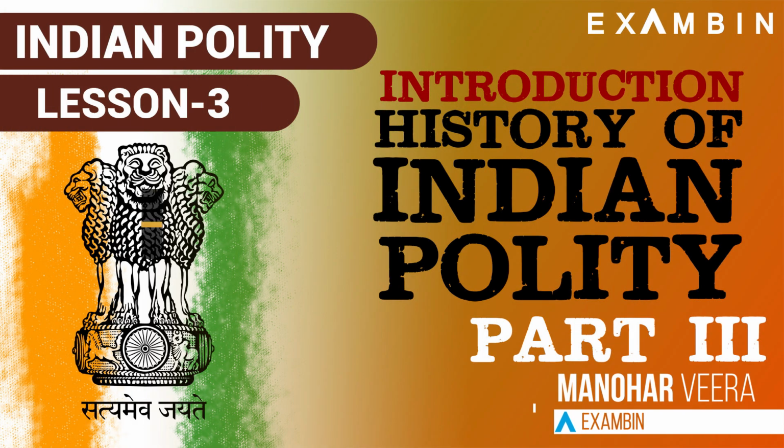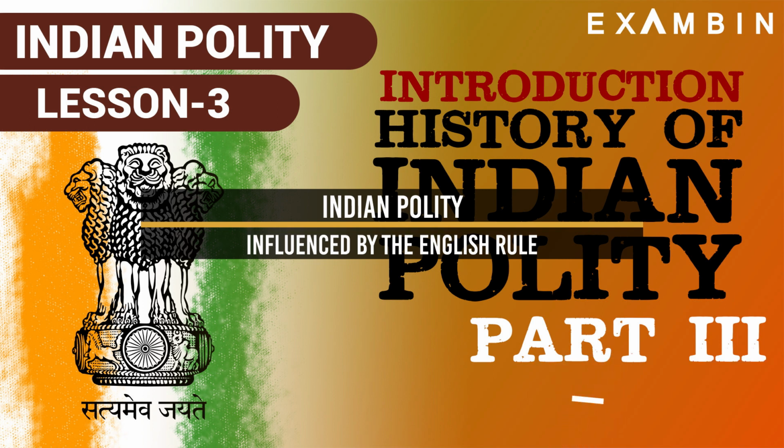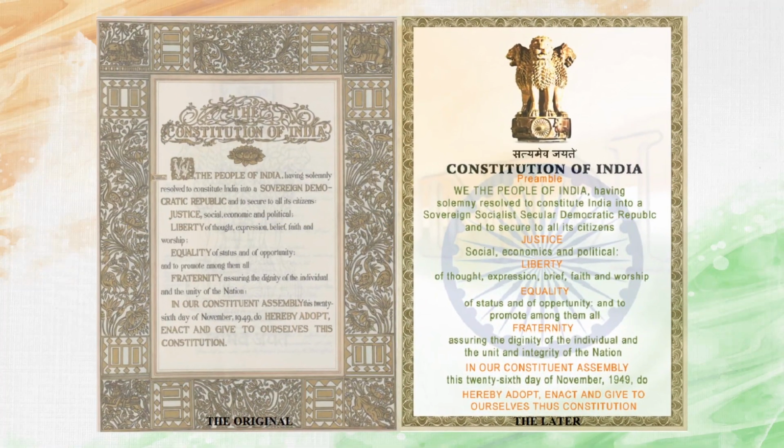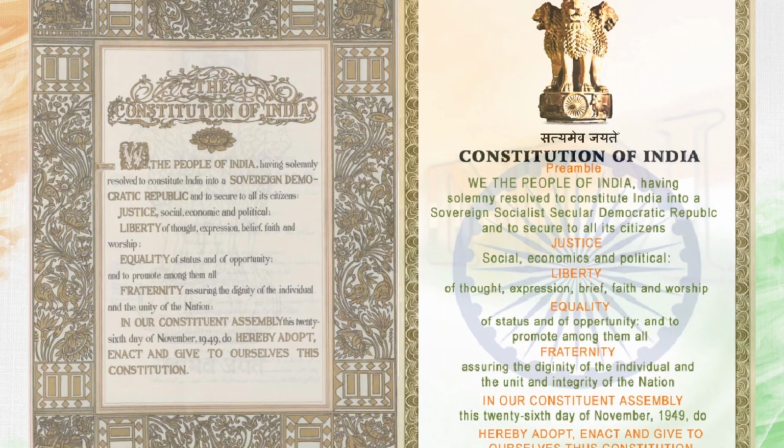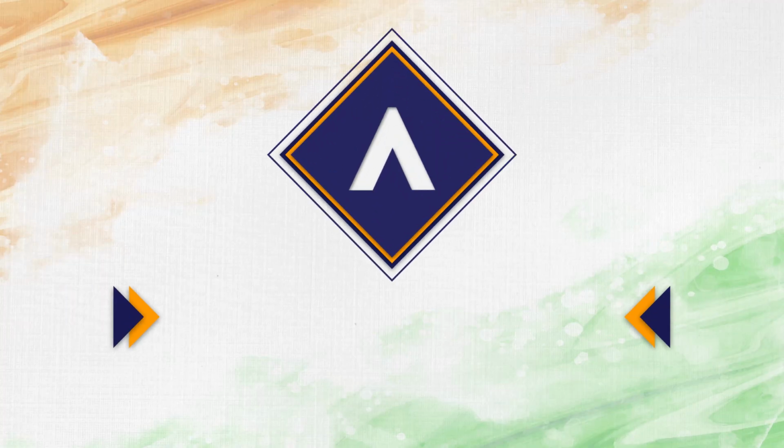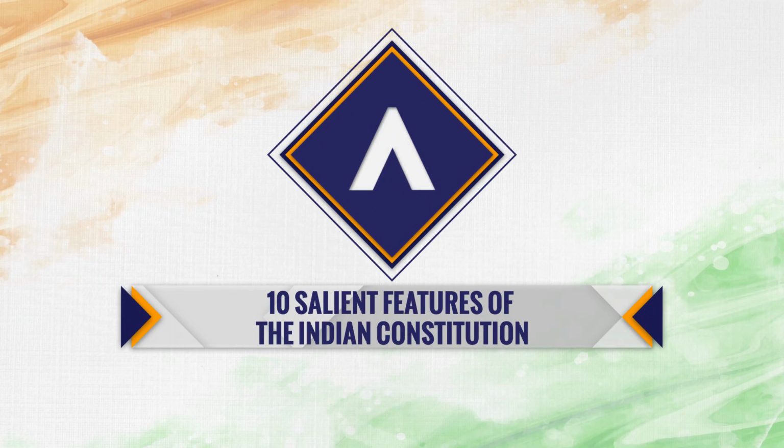In the last few episodes, we have seen about how Indian polity is greatly influenced by the English rule. In fact, the majority of the provisions of the Constitution are derived from the 1935 Indian Government Act. In this lesson, we are going to see the 10 salient features of the Indian Constitution.